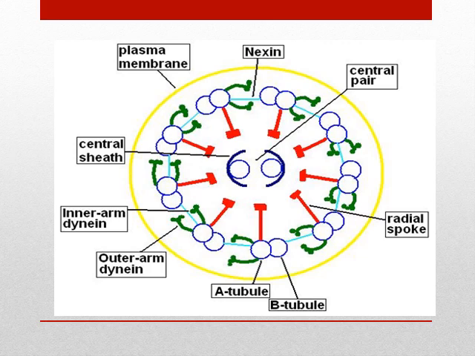We notice that it is composed of 9 peripheral pairs of microtubules. Each one is composed of tubule A or complete tubule and tubule B or incomplete tubule.